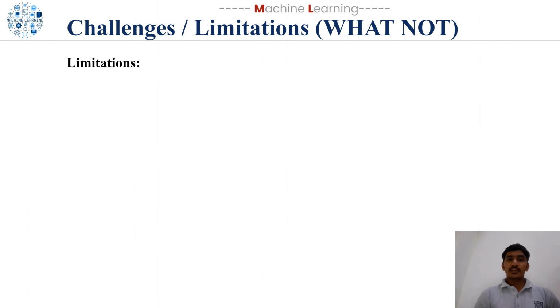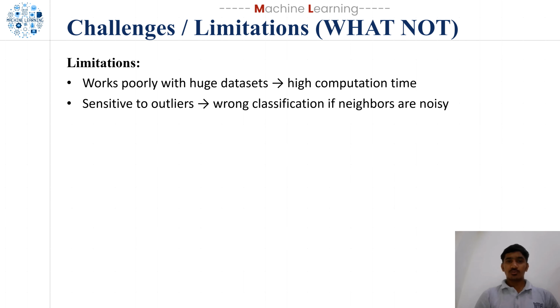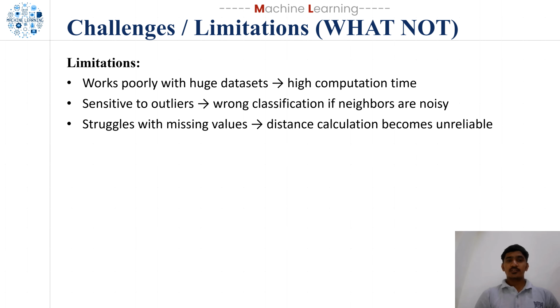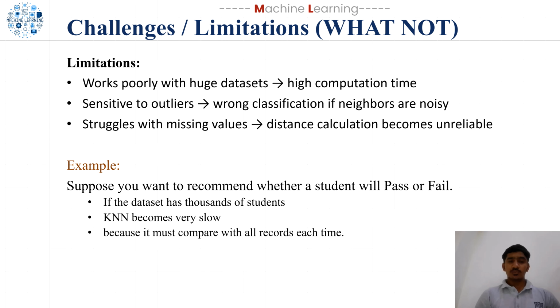Of course, KNN also has limitations. First, it doesn't scale well to large datasets. For every prediction, it has to calculate the distance to every single point, which makes it slow. Second, it's sensitive to outliers. Noisy and unusual data points can easily mislead the algorithm. Third, it struggles with missing values because distance becomes unreliable when the data is incomplete. For example, if you try to predict pass or fail for thousands of students, KNN will be slow, and if the dataset has missing and wrong entries, the accuracy will also drop.